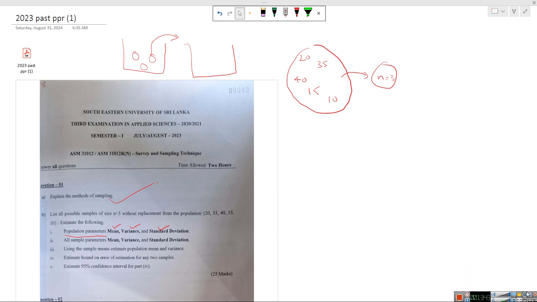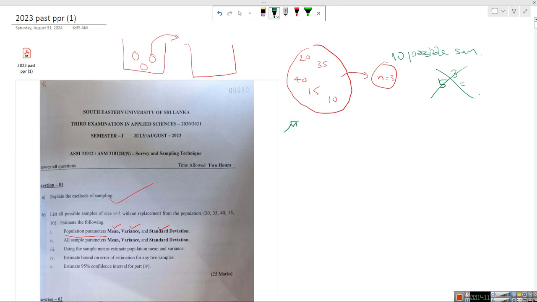So now we may draw 10 possible samples, right? But if you put with replacement, then it will be 5 power 3. Now we have a lot of samples, right? But that is not practically done, so we don't need to bother about that. Now we have to find the mean of these samples.